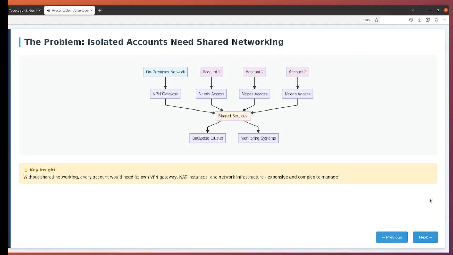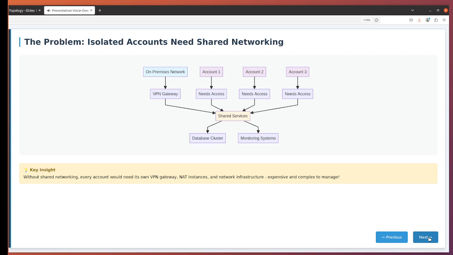The core problem we're solving. Let me paint you a picture. You're working in an enterprise with multiple teams. Each needs its own AWS account, Azure subscription, or GCP project for security and billing isolation.